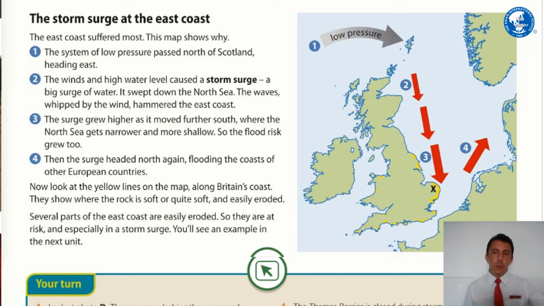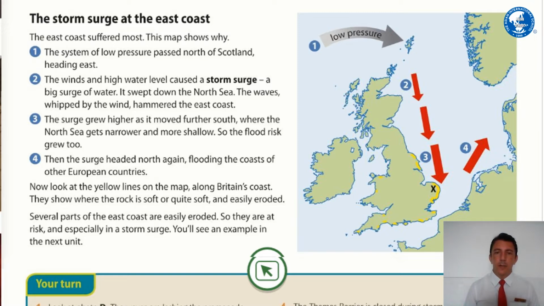So all that energy in the water is now entering an area where it's narrower and shallower. So this will raise the sea level even higher. Then the surge headed north again, flooding the coasts of other European countries.